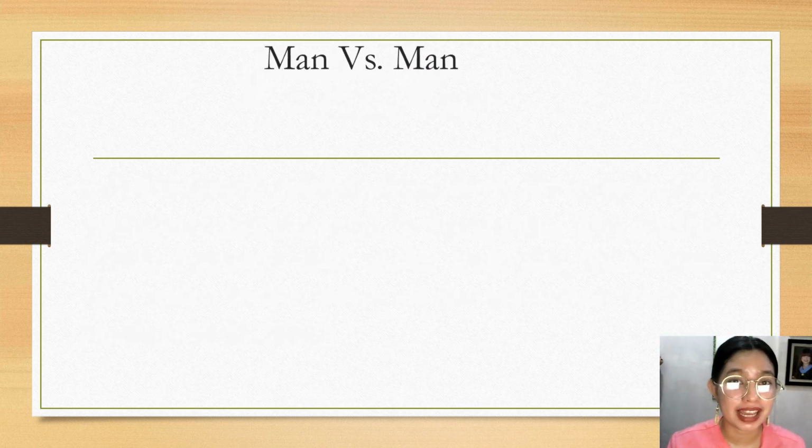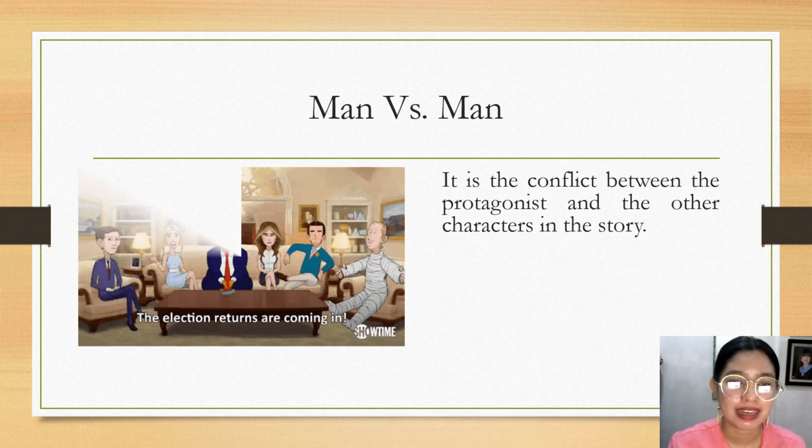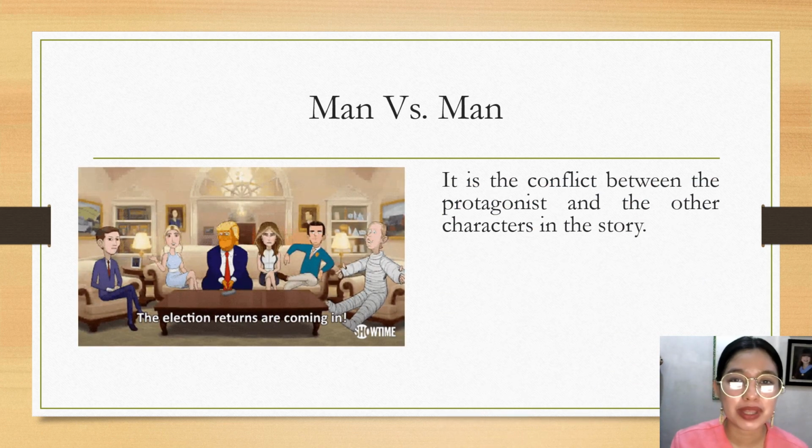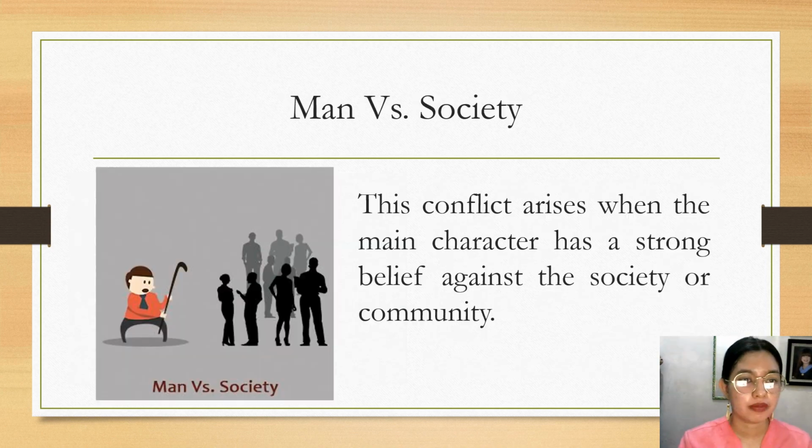So we have kinds of conflict. The first one is man versus man. This is the conflict between the protagonist and the other characters in the story. Next is man versus himself. This is the struggle that takes place inside the character's mind, having guilt feelings about the principles, beliefs, and values that he has.